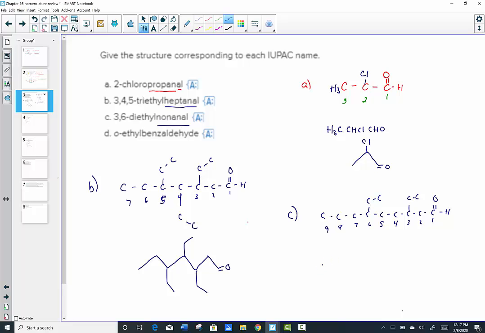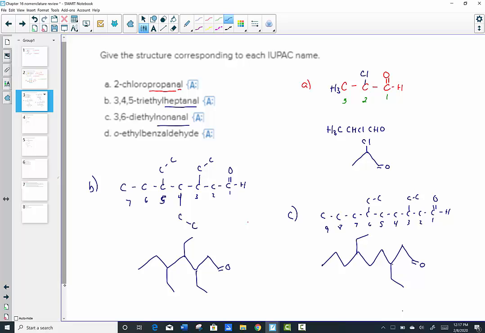Thinking that through in structure, 1, 2, 3, 4, 5, 6, 7, 8, 9 carbons, where the last carbon has a functional group of a C double bond O. And then at carbon 3, 1, 2, 3, there's an ethyl. And at carbon 6, 1, 2, 3, 4, 5, 6, here's another ethyl.